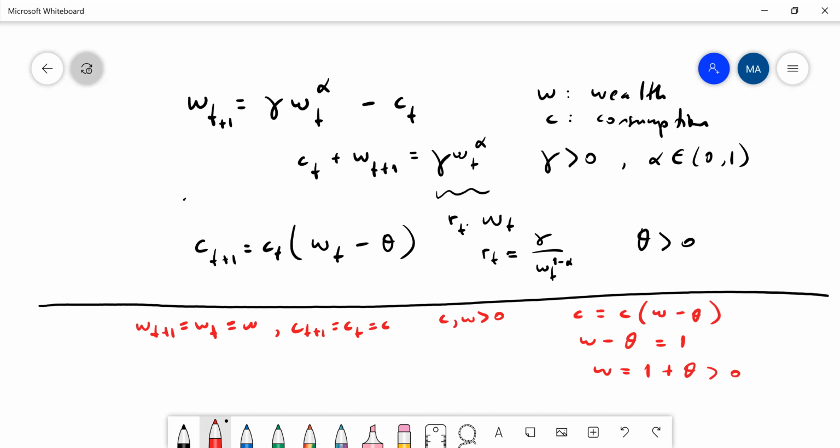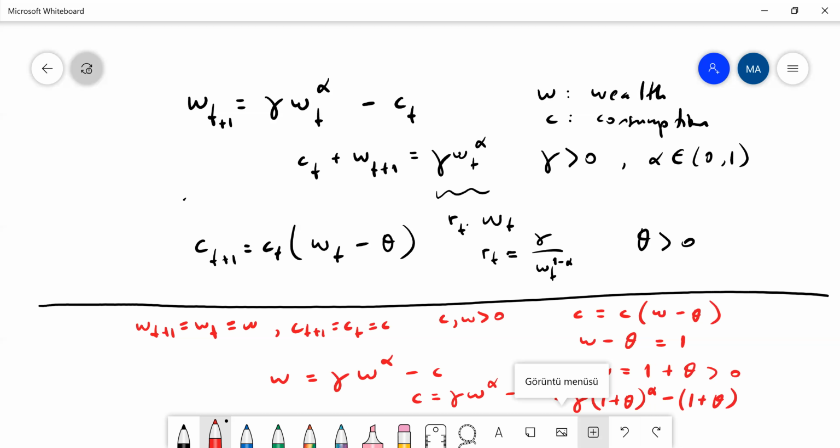Then in the first equation, you have W equals gamma W alpha minus C. So from this, C is equal to gamma W alpha minus W, right? So you have gamma times 1 plus theta alpha minus 1 plus theta. Okay? And of course, assume that if gamma is sufficiently large, then this is positive, right? So that's the steady state.